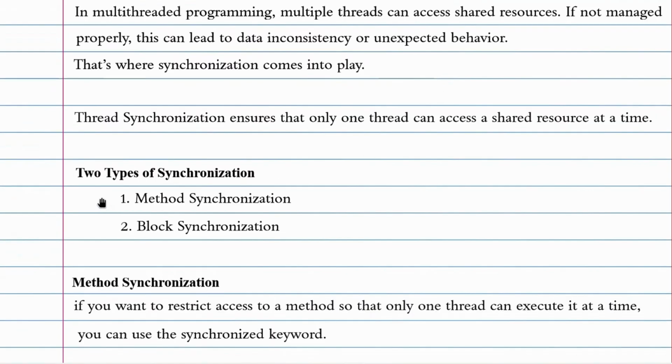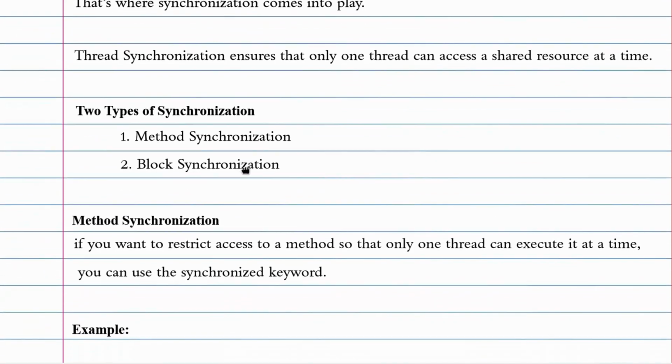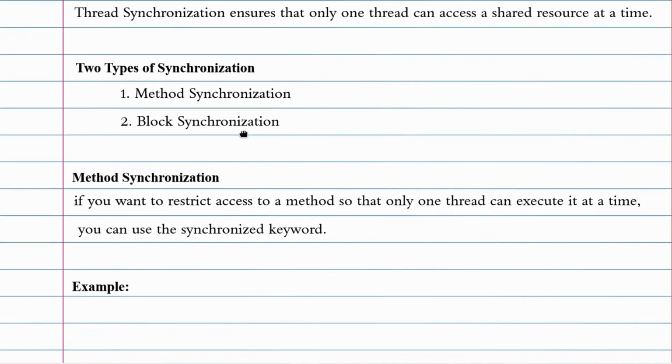There are two types of synchronization. First is method synchronization and second is block synchronization. In this video we will see method synchronization, and in the next video we will learn about block synchronization.